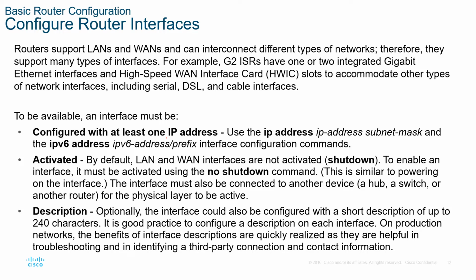The syntax is ip address, then the IP address, and then the subnet mask. For IPv6, it is ipv6 address, then the IPv6 address, and then the prefix length. We activate it using the command no shutdown. We may also set up a description. This is an optional command we can do in our interface.